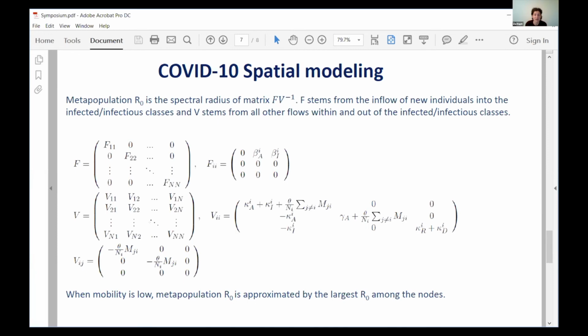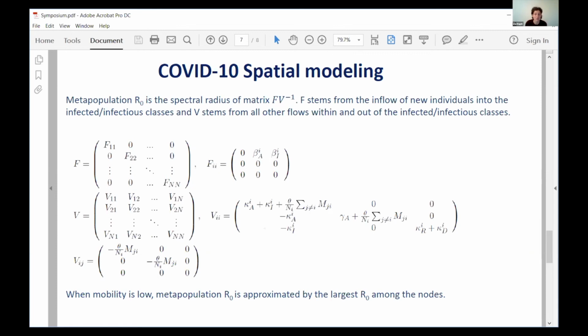And V now describes all the other flows that take place within our system. For example, when asymptomatically infectious hosts move from one province to the other, this is not considered a new infection. It's just population moving from one compartment to the other. And this is what's happening in these V_II matrices and V_IJ. The formula for the metapopulation R naught is unfortunately quite ugly to show.